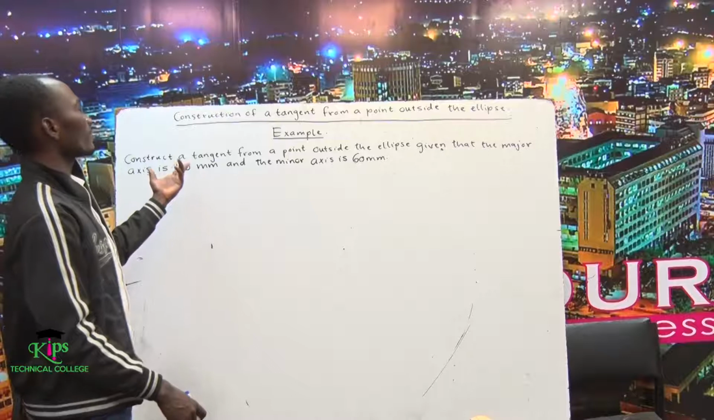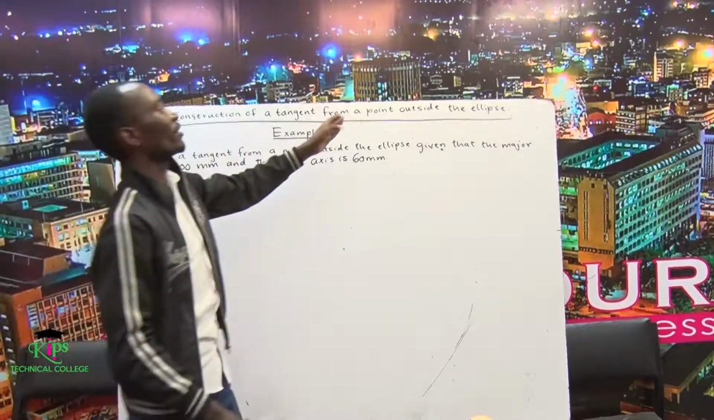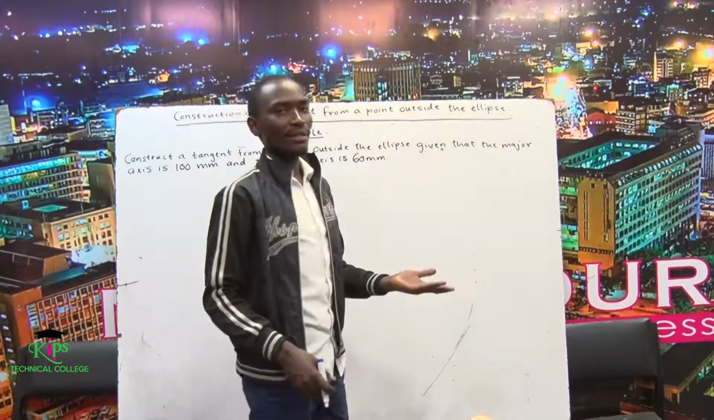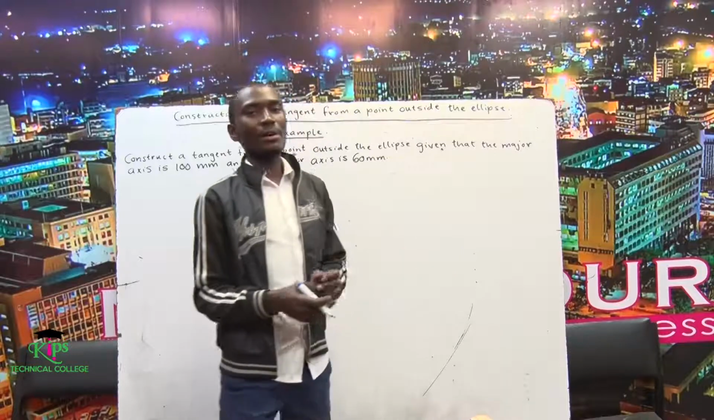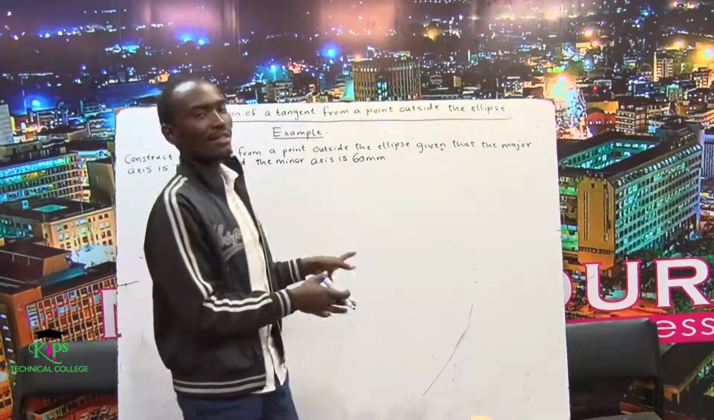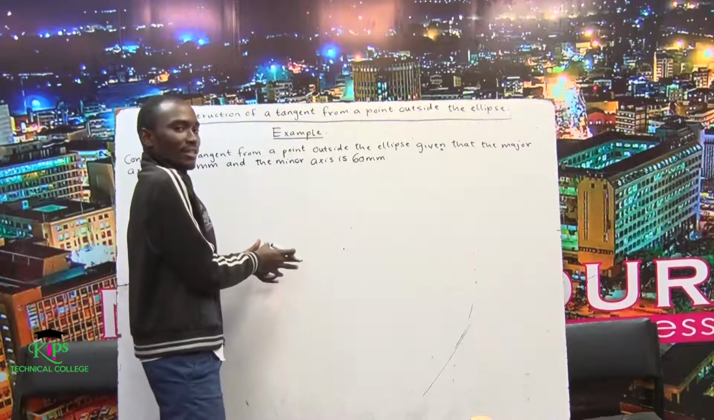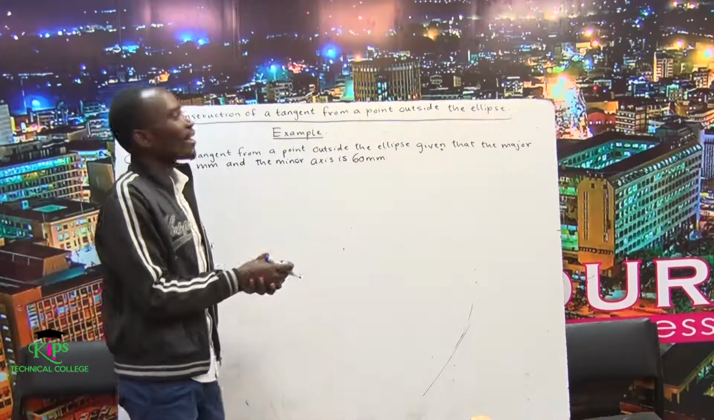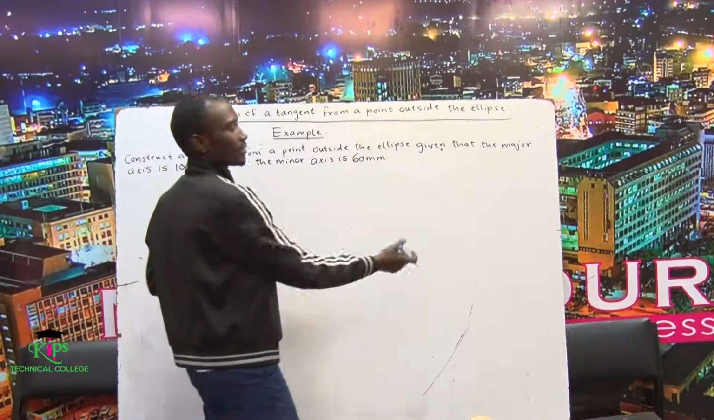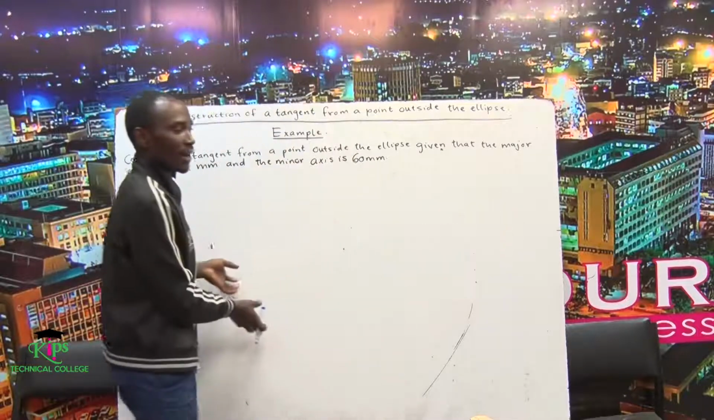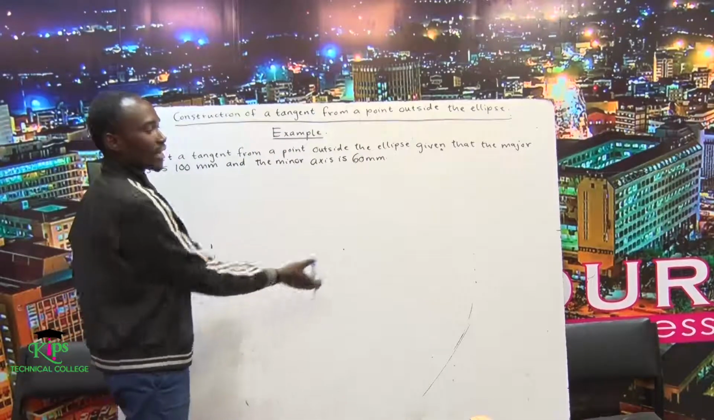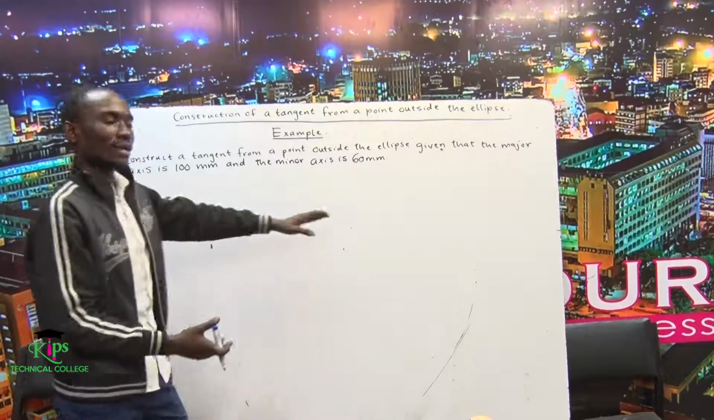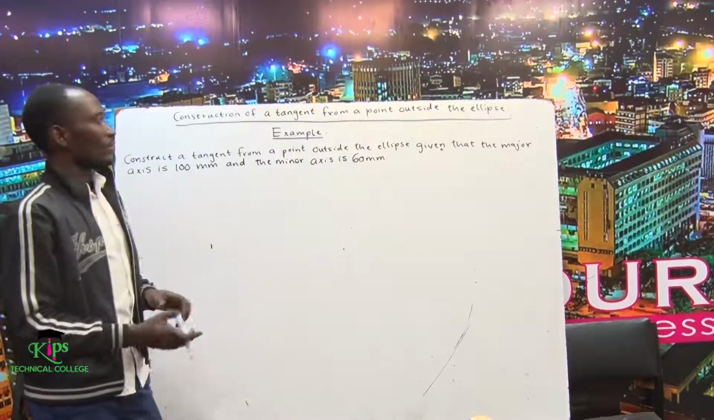Today we are going to learn how to construct a tangent from a point outside the ellipse. I know in our previous lessons we drew a tangent from a point within that particular ellipse. Now we are going to locate a particular point outside that ellipse, then draw a tangential line towards it.